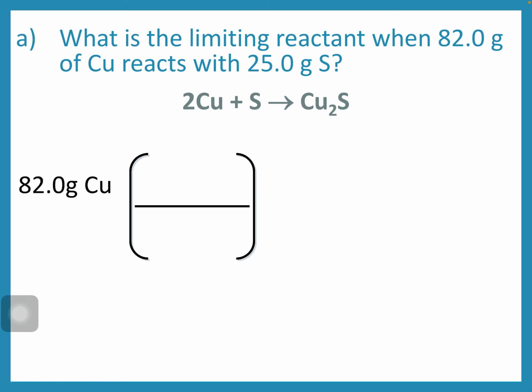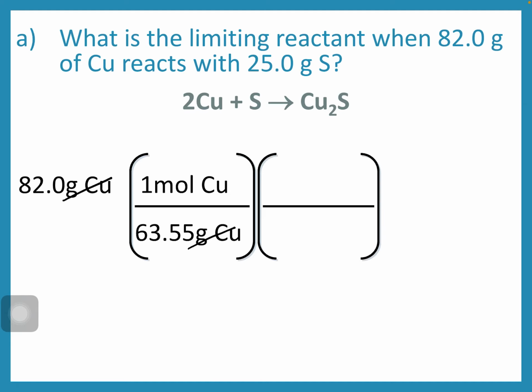So the molar mass of copper is 63.55 grams per 1 mole. So remember, we do that so that the grams of copper can cancel out, and that will leave me with a number of moles of copper. I'm then going to use my mole to mole ratio from the balanced equation. So for every 2 moles of copper, I need 1 mole of sulfur. So that will get me to how many moles of sulfur I need for 82 grams of copper.